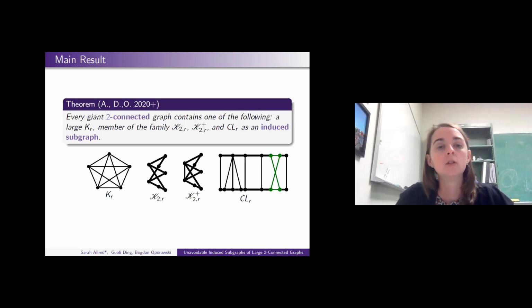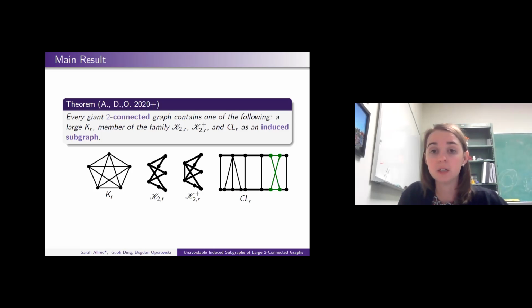All right, so for the rest of the talk, I'm going to give an overview of how we go about proving this. We separate this into 2 cases. The first, our graph has a really, really long path. That path doesn't have to be induced.